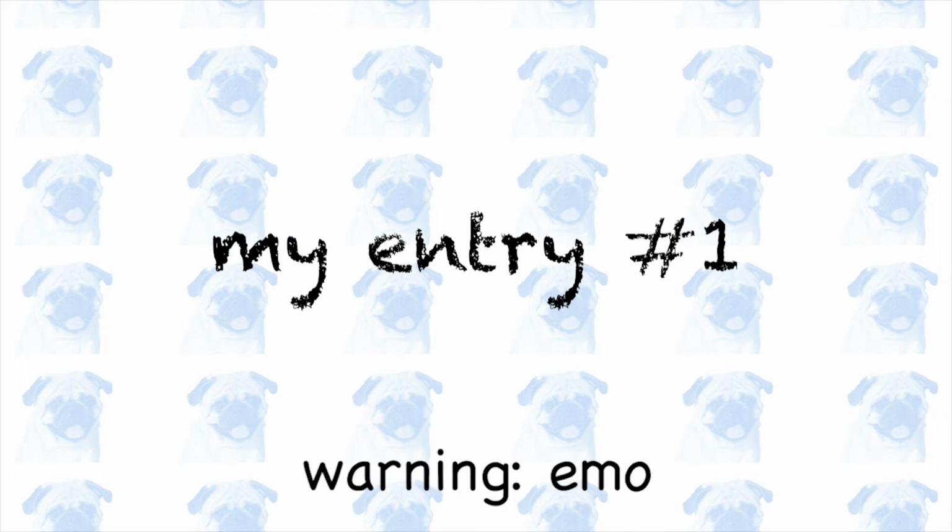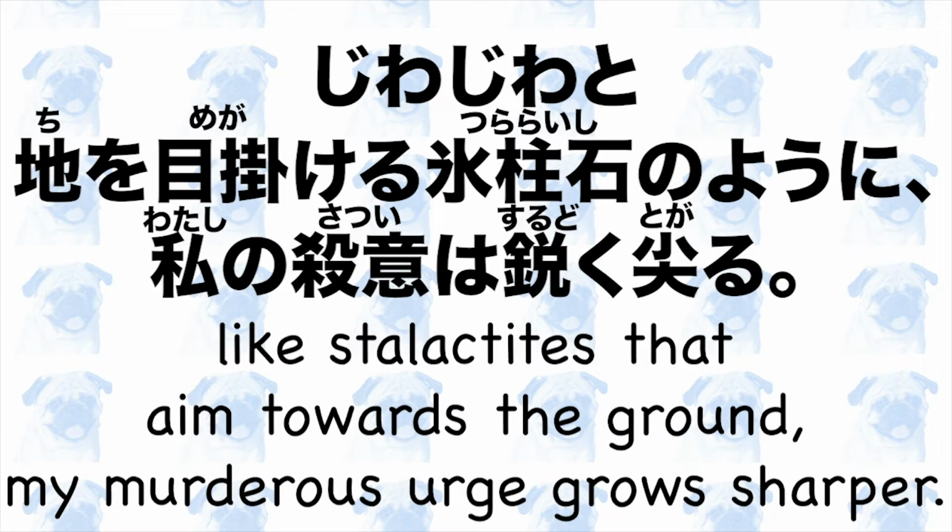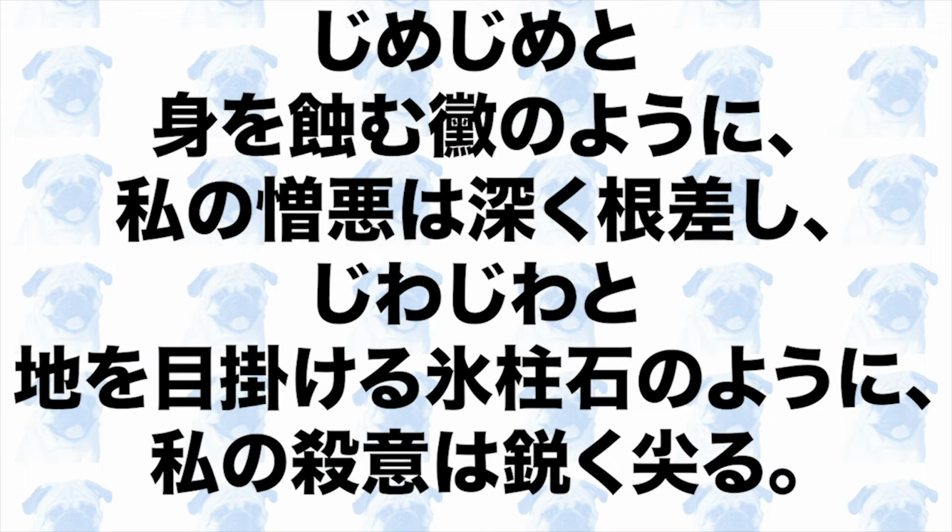After Joshua's entry, I have decided to insert my own sentence in order to elaborate on this cave analogy. Here is my entry. じめじめと身を蝕むカビのように私の憎悪は深く根ざし、じわじわと血をめがけるつらら石のように私の殺意は鋭く尖る。I know I have gone a bit overboard using a number of literary devices. Let's go over them one by one.